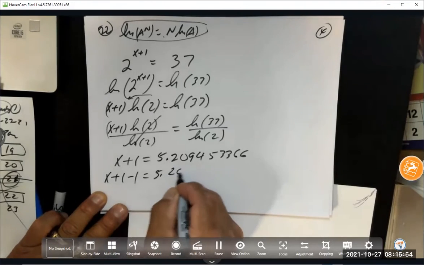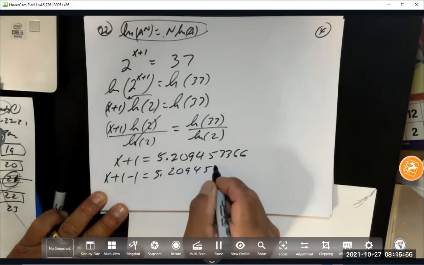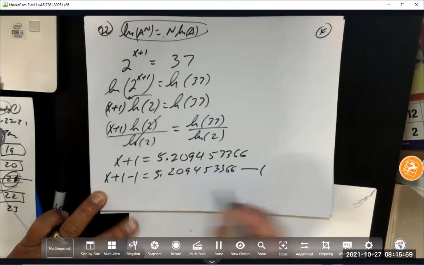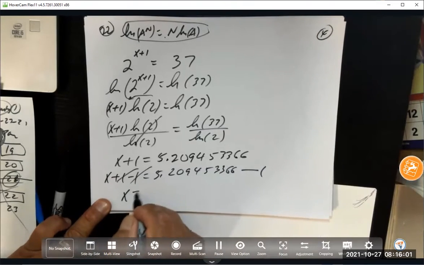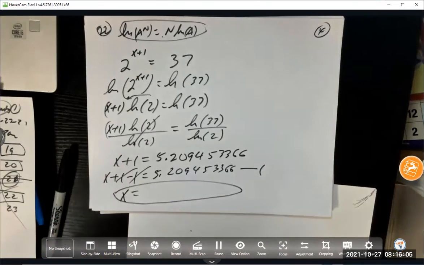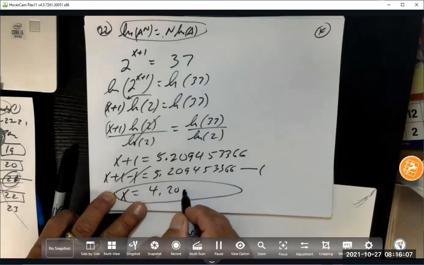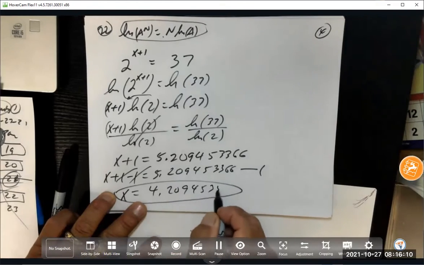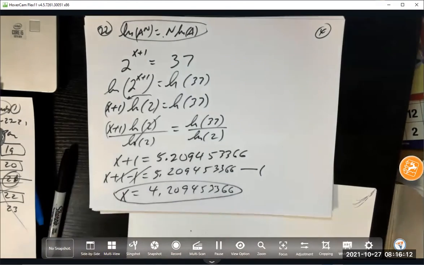So 5.209453366 minus 1, and these are gone. So x is what? 4.29453366. 4533366. There it is, right there. Okay, is that all right?